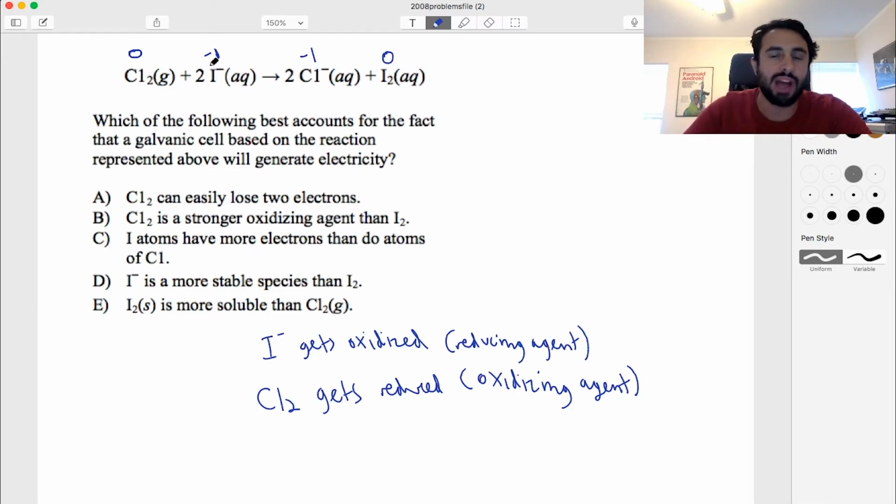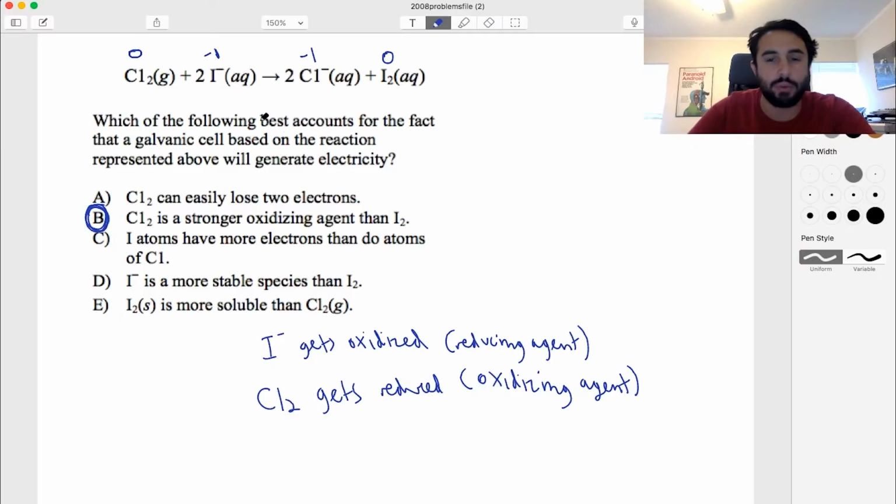If we were going from I2 to I minus, that would be the reduction, and so that would be the oxidizing agent. But it doesn't go that way. It goes the way that is depicted. So clearly, Cl2 must be a stronger oxidizing agent than I2 because this electron transfer could go either way. But one will be more favorable than the other, and that will be the spontaneous direction. And it is a spontaneous redox reaction that is held within a galvanic cell to generate a current. Right, so this is definitely going to be B.